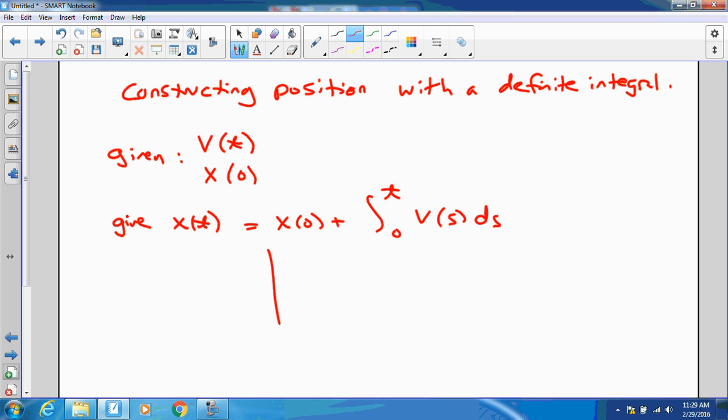Now what does this mean? Here's what this means. I'm going to take the graph of the velocity and I'm going to start at 0 and I'm going to go out to t, and here comes my velocity, and I'm going to find the total area, the net signed area under the curve. That net signed area represents the displacement of the object from 0 to t. And if I add the initial position to the change, I get the final position. That's it. So x of 0 plus delta x gives me final x.